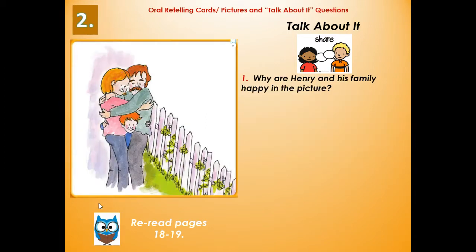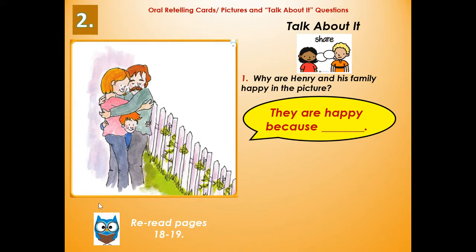All right, number 2, do you remember this picture? Who is in the picture? Think about that. Where are they? And what is happening? You could reread pages 18 to 19. Our question is, why are Henry and his family happy in the picture? Look at their faces. They're happy. Why are Henry and his family happy in the picture?